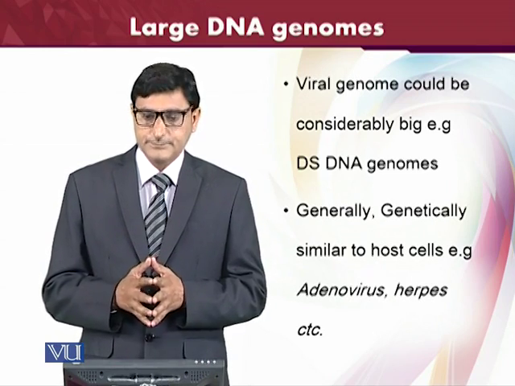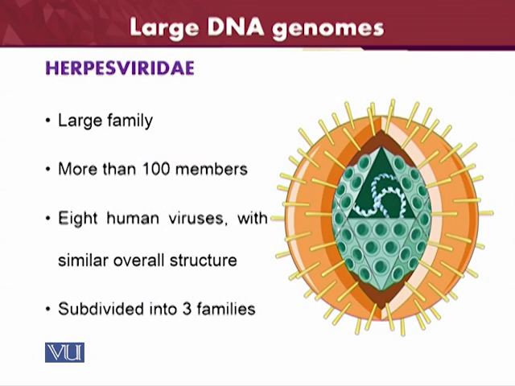also be simple. Just like we can take the example of herpes virus, Herpesviridae family. It is a very, very large family. It has more than 100 members. 8 human viruses are very similar in overall structure. So herpes viruses have about 8 viruses which infect human beings. So of course human beings have a very complicated genome. Similarly, the herpes virus will also have a complicated genome, and it is subdivided into 3 subfamilies.